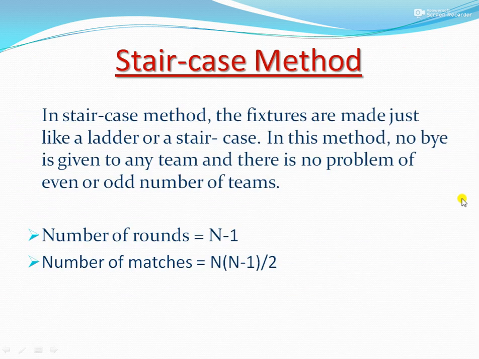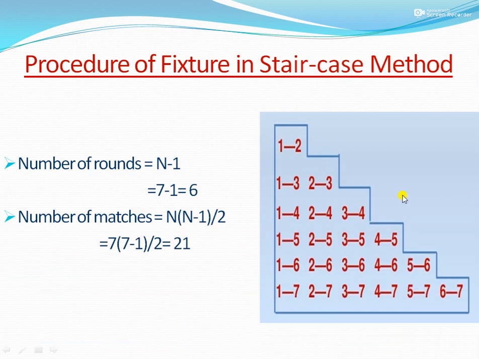Now the other method is the staircase method. In the staircase method, the fixtures are made just like a ladder or staircase. In this method, no bye is given to any team, and there is no problem of even and odd numbers. There is no problem whether there are an even or odd number of teams. The formula for the number of rounds is n minus 1, and the number of matches is the same, n into n minus 1 upon 2.